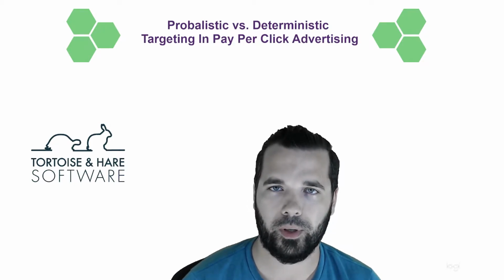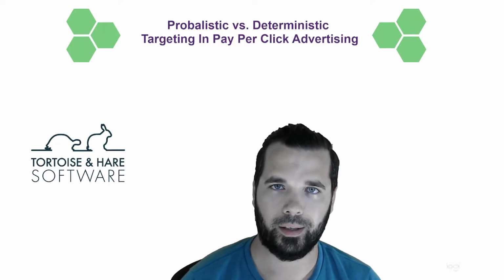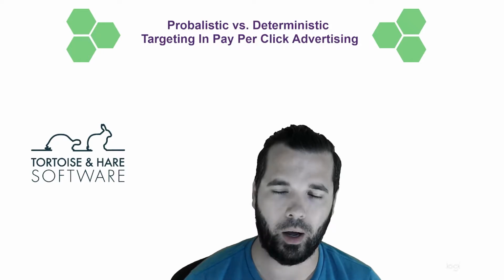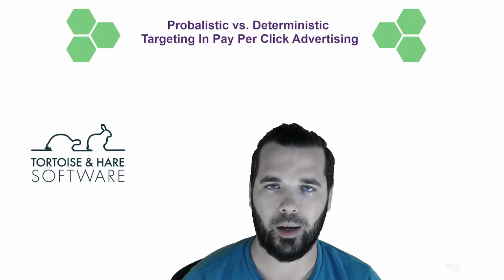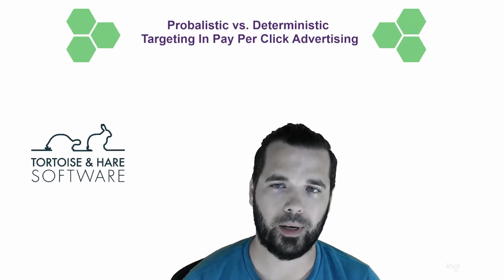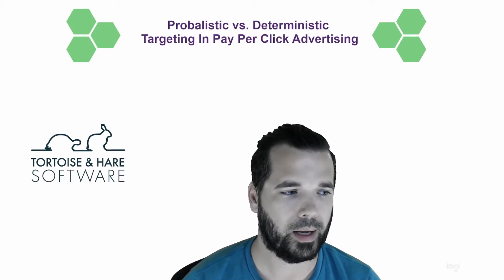Understanding deterministic and probabilistic targeting in pay-per-click advertising. The difference between these two targeting criteria is that deterministic means it can be determined with an exact match, like 100% confidence, whereas probabilistic means it can probably be determined. A good example of these is in some of these campaigns I'm about to show you.